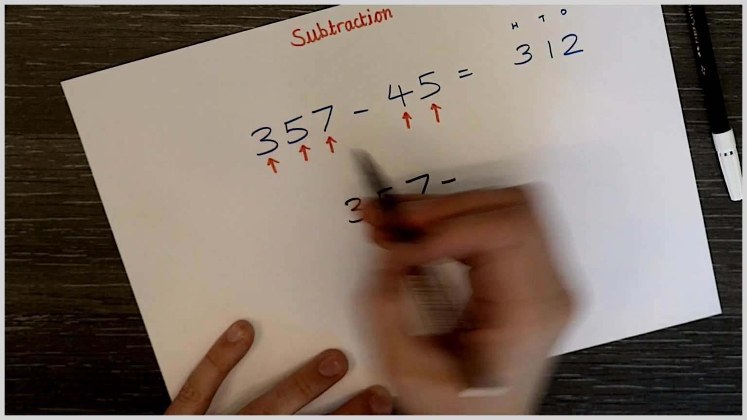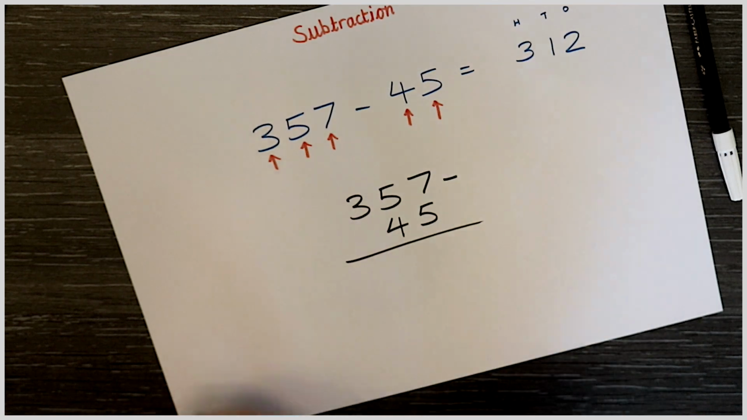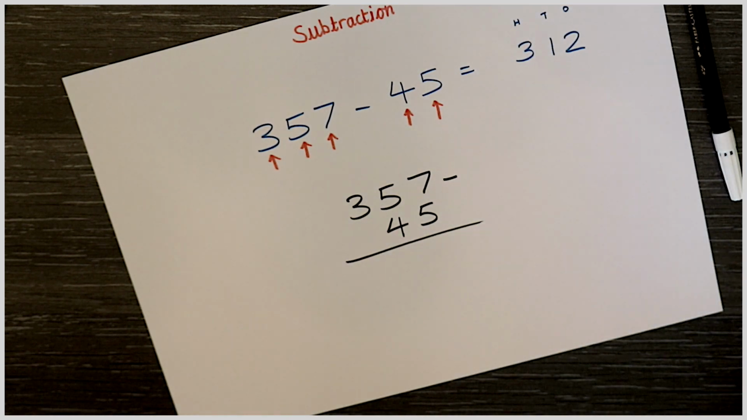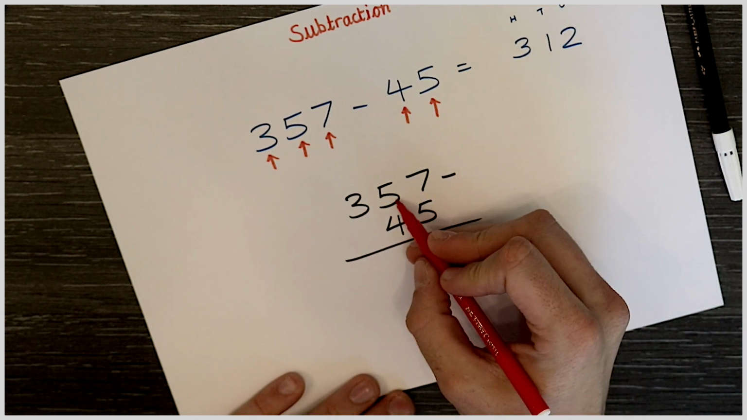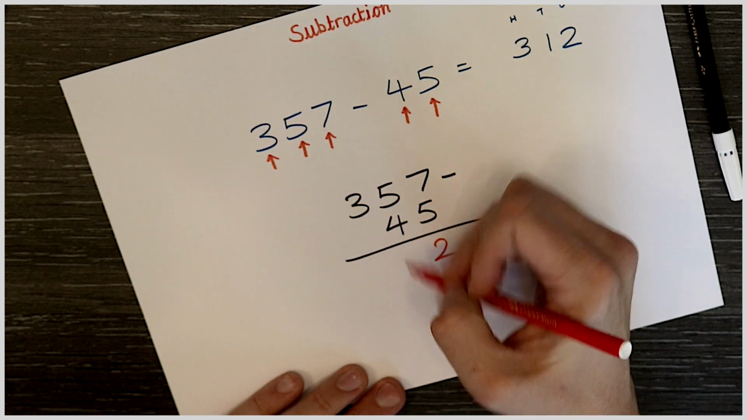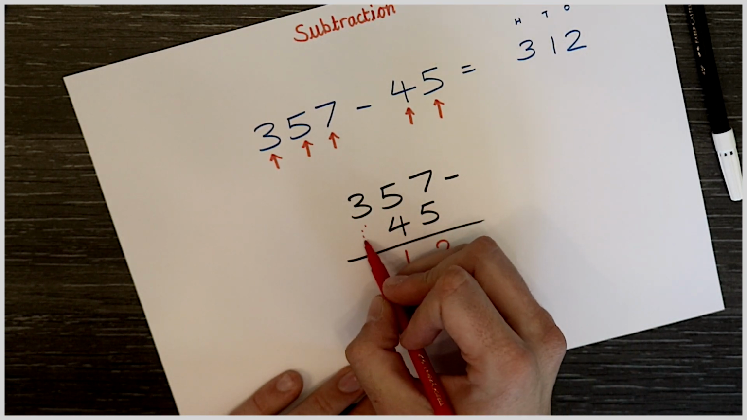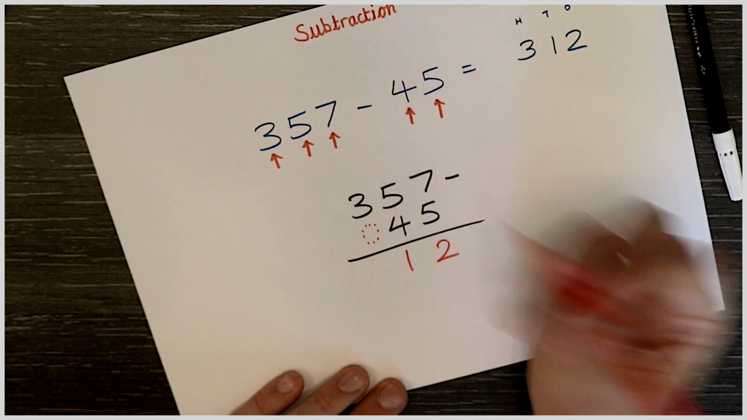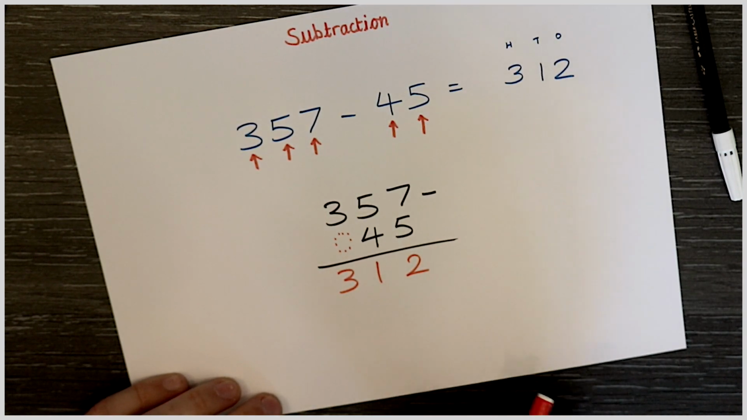The first number is the biggest number, obviously, and we're going to line it up the same way. So we've got 7 take away 5, that's 2. 5 take away 4, we're still going down in columns, is 1. 3 take away, now here there's nothing, so we're taking away nothing, so it's going to stay as 3. So there's our final answer, 312.